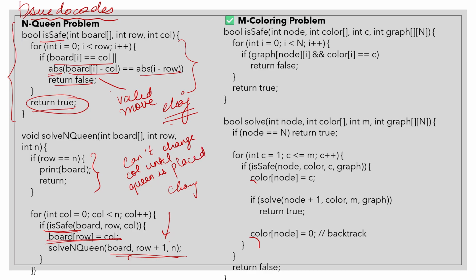M coloring problem. Here also a safe function is needed. Now you check if your color equals C, it returns false. You're checking your adjacent colors. If it is the same as your previous color, you can't color that, so you have to return false. So node equal to 1, you have reached. You check if it's safe, then only you'll color. Otherwise, you'll move on to the next. If you have found it, fine, otherwise you backtrack. This is backtracking. I'll write it here also, backtracking.